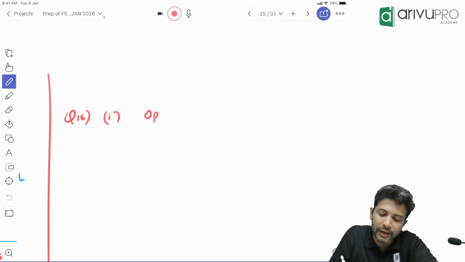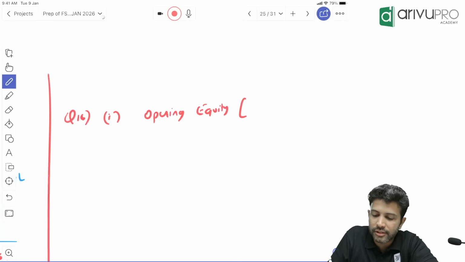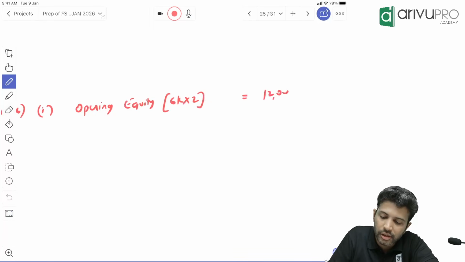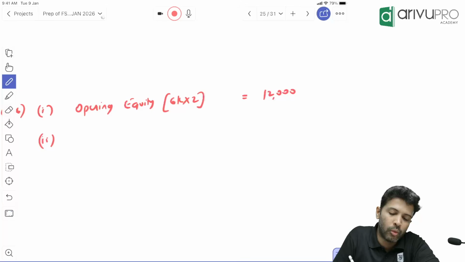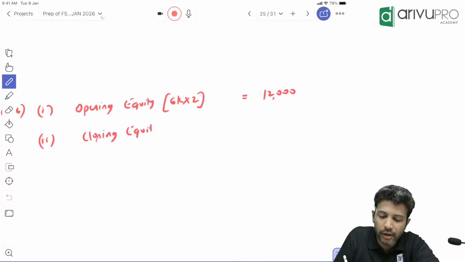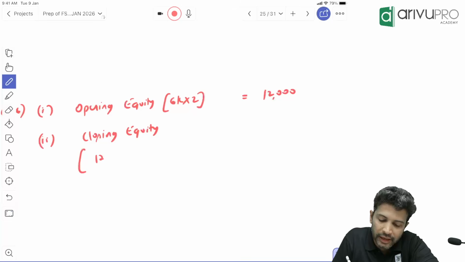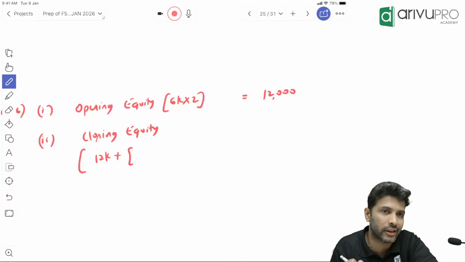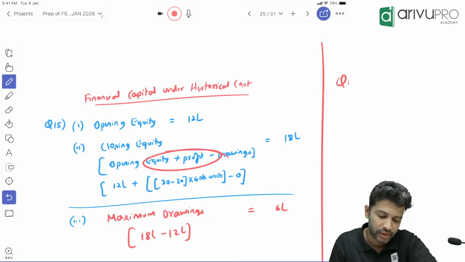What is your opening equity? Opening equity is 6,000 units at 2 rupees each. In fact, they have only given this. How much is this? 12,000. What is your closing equity? How do you get closing equity, people? Take the opening equity, add the profit, deduct the drawings. I've already written it here, so I'll directly write it.